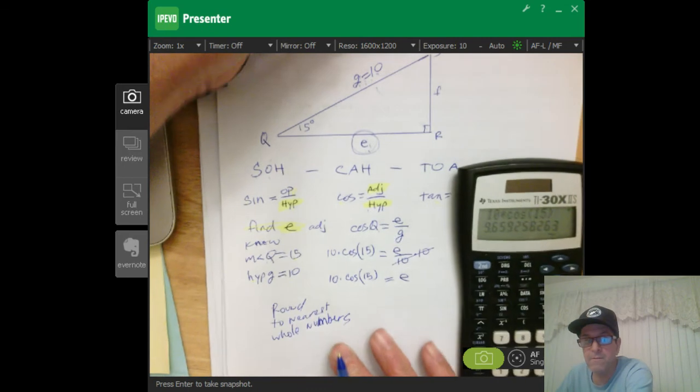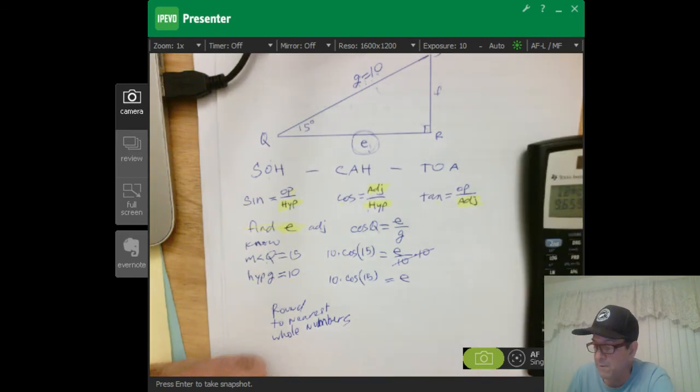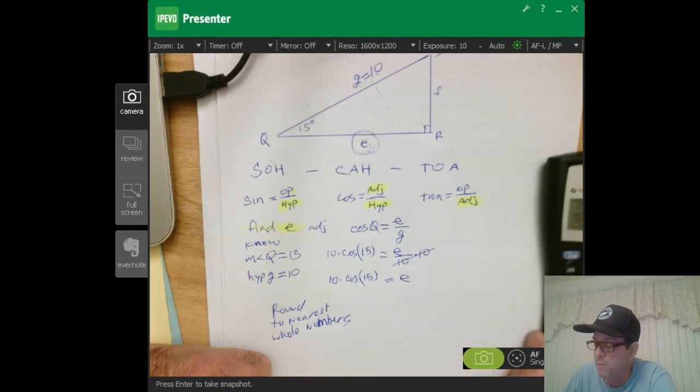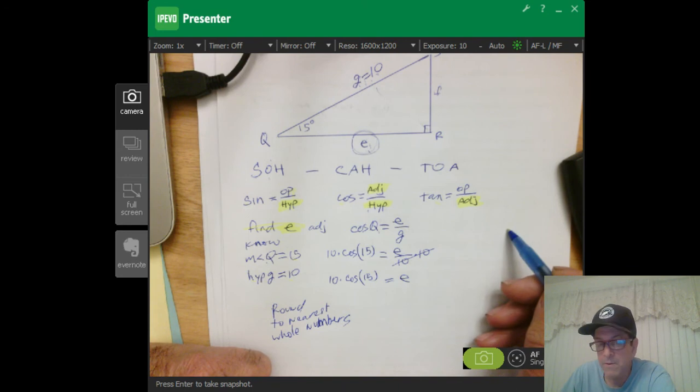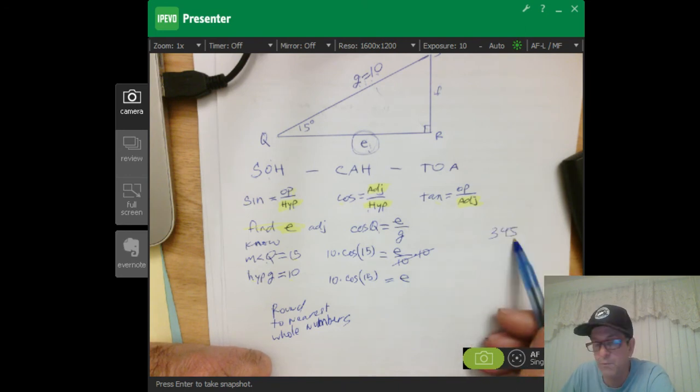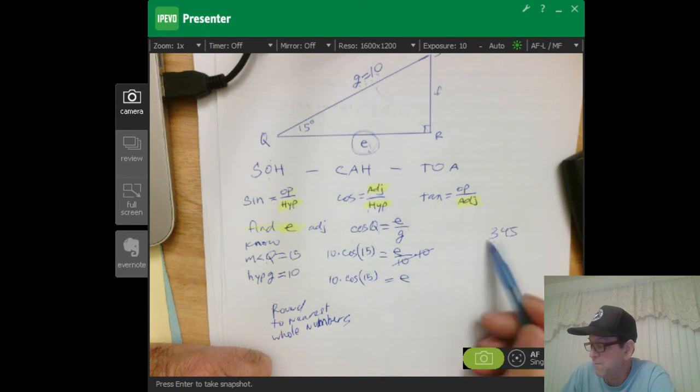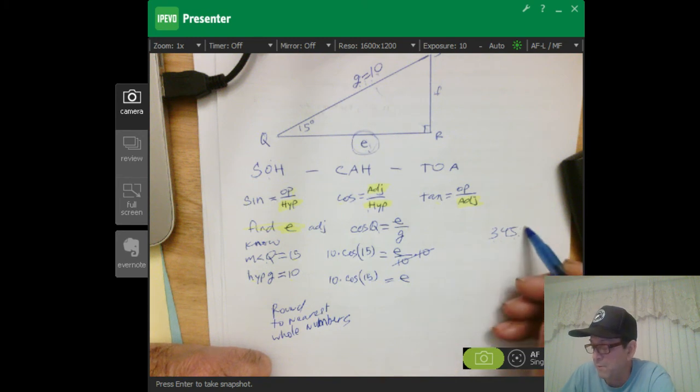So the whole numbers are all the counting numbers, and then plus 0. So 0, 1, 2, no fractions, no decimals. The first whole number, if we look at it, would be the one in the ones place. So 3, 4, 5, 345. That's a whole number. Once we turn it into a decimal, it's no longer a whole number.